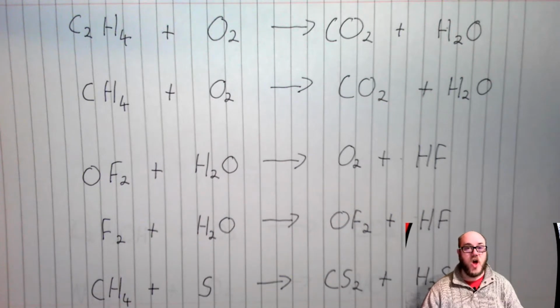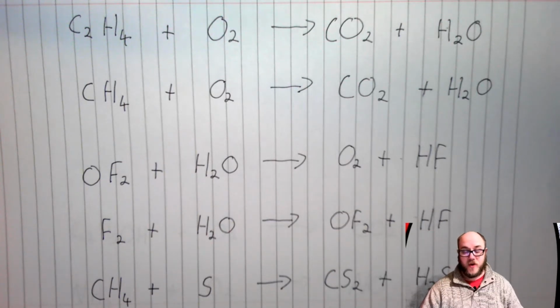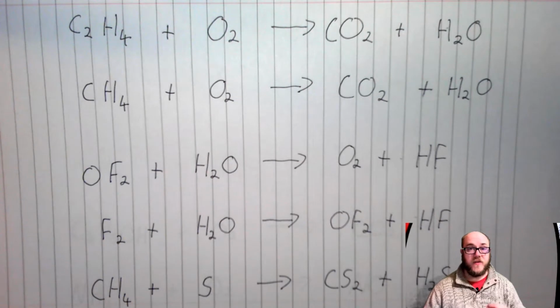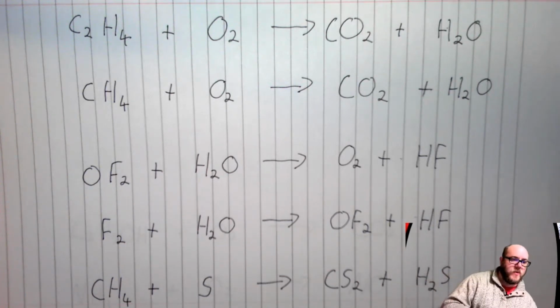And then we've got OF2, so oxygen and fluorine with water, and that will give you oxygen plus hydrogen fluoride. Then finally, next we've got F2 plus H2O gives OF2 plus HF. And if I just scooch out of the way, wrong way, here, ooh, look, I'm floating, ooh. You have methane plus sulfur, CH4 plus S, which gives carbon sulfide, CS2, plus H2S.